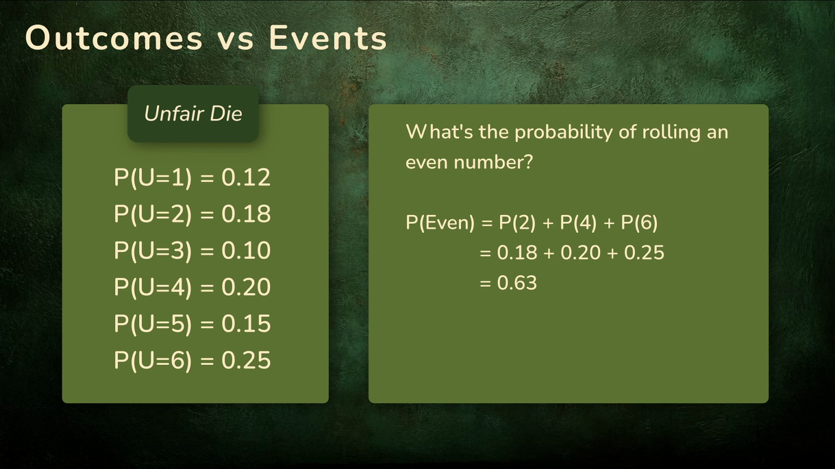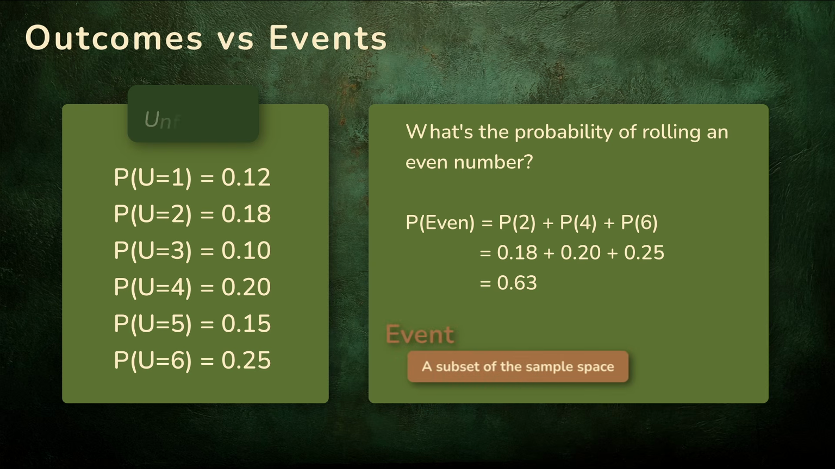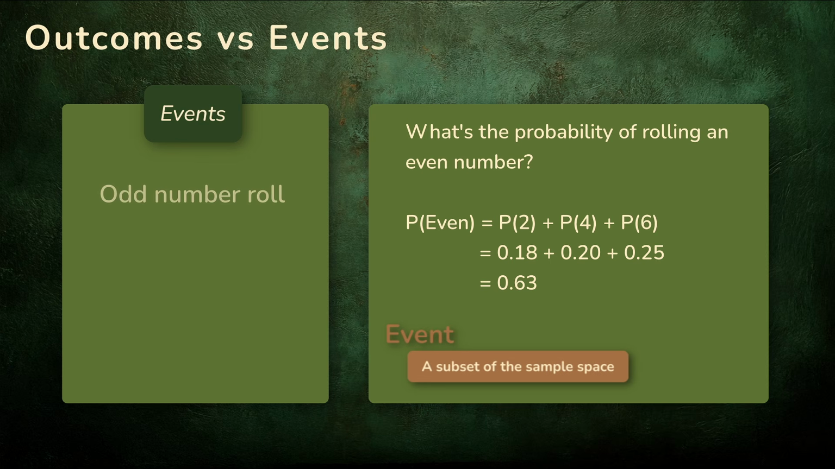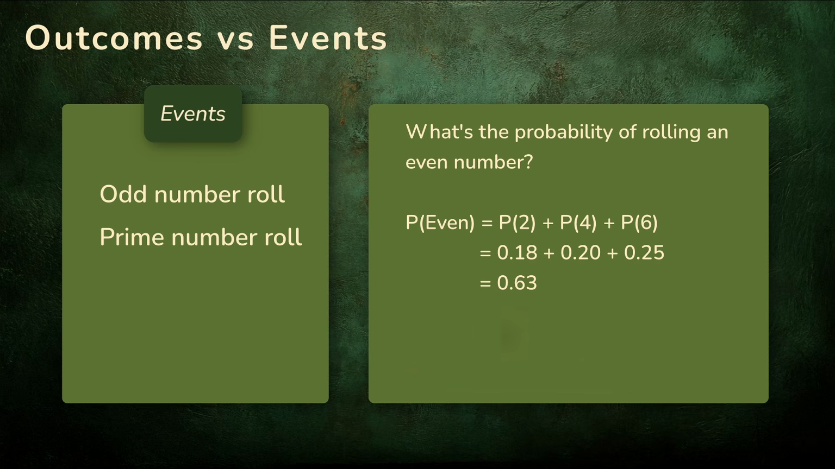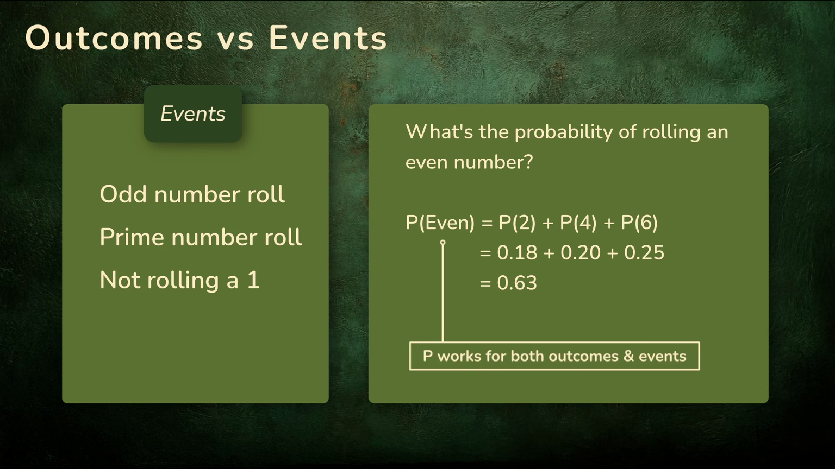There's a distinction we should point out. Even is not an outcome. It's an event. An outcome is a single result. An event is a set of outcomes. More formally, an event is a subset of the sample space. Rolling an odd number. Rolling a prime number. Not rolling a 1. All of these are events. Thankfully, P doesn't just work on single outcomes. It works on events too.